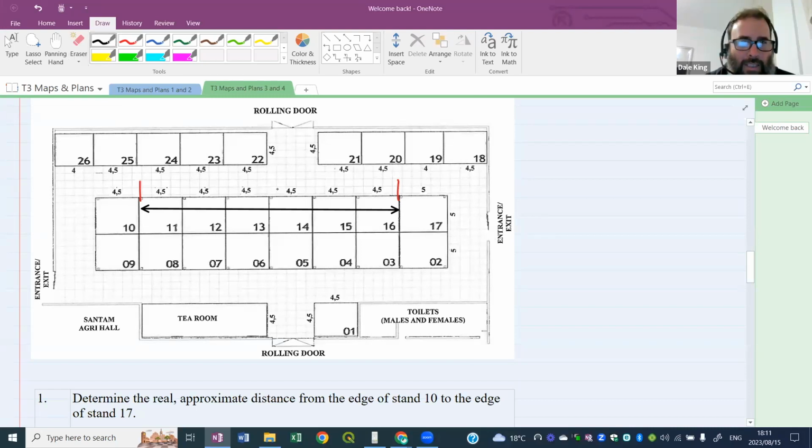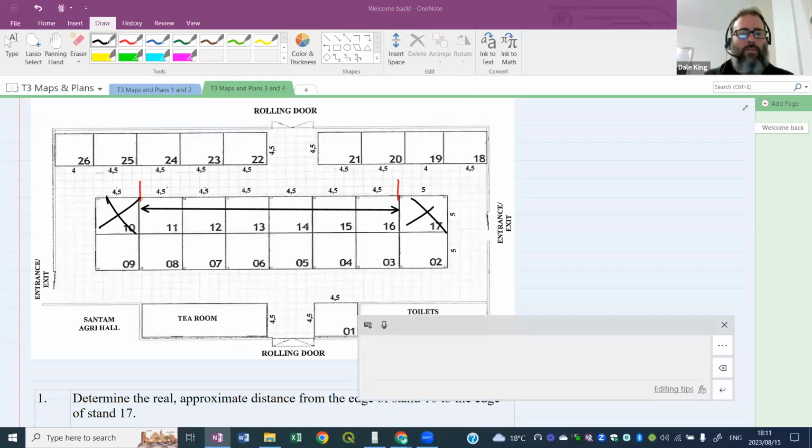So we're looking for the distance from the two lines, basically. Those are the two stands, stand 10 and stand 17. We're going from the edge of the stand to the edge of the stand, so it's the internal edges there. I've drawn a little dimension arrow to show exactly the distance. What we have to do is add up all of the 4.5s, then it will give you the distance.